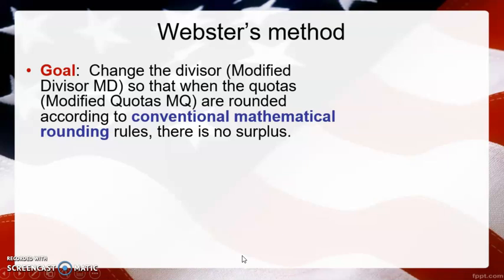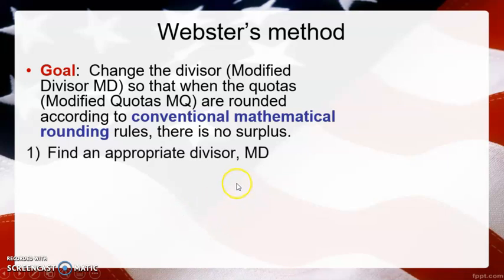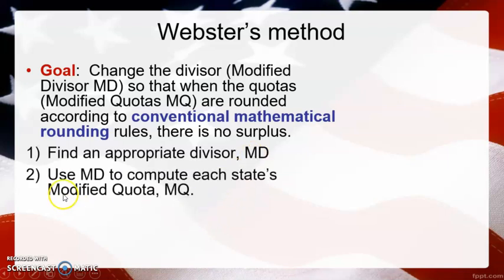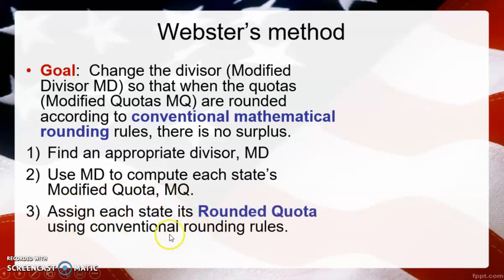So with Jefferson, you always rounded down. With Adams, you always rounded up. And with Webster's, you're going to round according to conventional methods. So our process is still going to be to find that modified divisor and to use it to find the modified quotas, and then to assign the apportionment based on whether or not you should round up or round down.